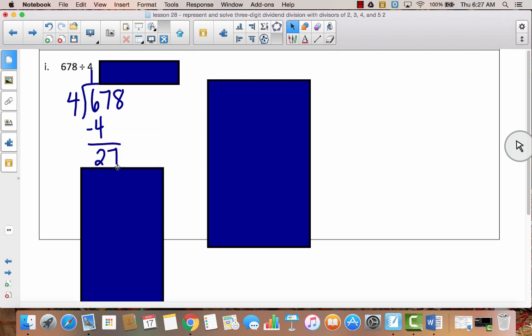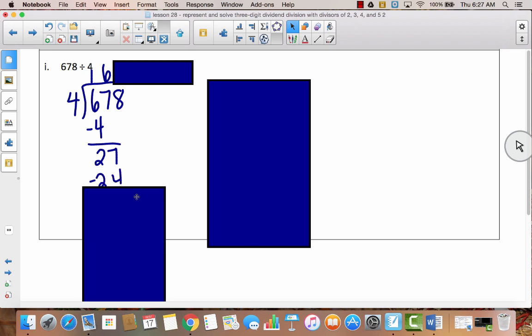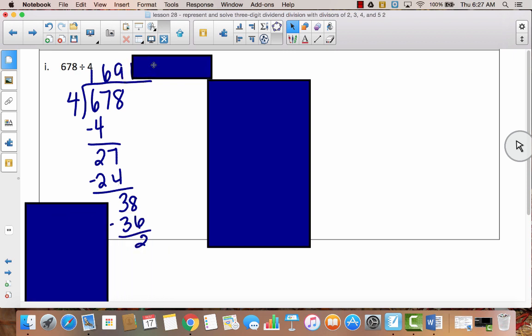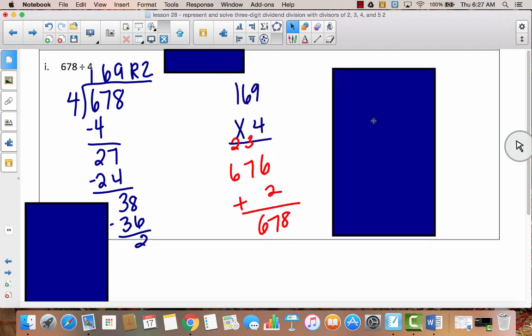I added my 2 hundreds to my 7 tens. That gave me 27 tens. So I had to think about how many 4s are in 27. And the answer to that is 6. 6 times 4 is 24. So that left 3 tens, and I unbundled my 3 tens and added them to my 8 ones. I had 38 ones. 38 divided by 4 is 9, and 9 times 4 is 36, and that left me with a remainder of 2. So then when I checked my work, I had 169 times 4, which is 676, plus 2, which is 678.